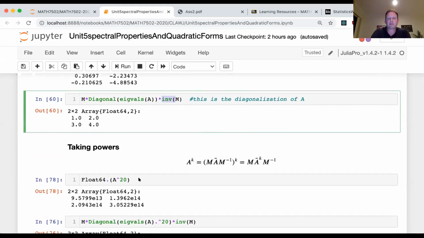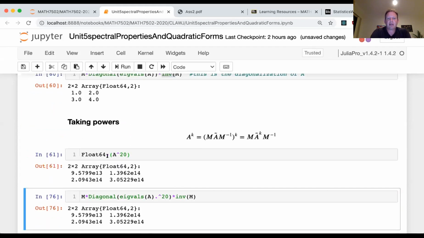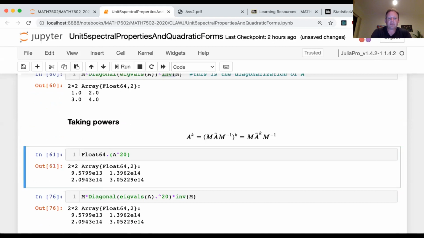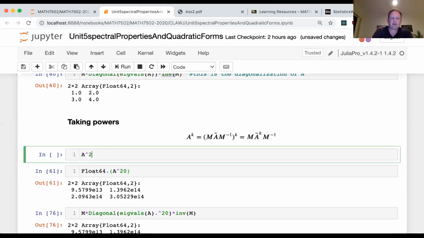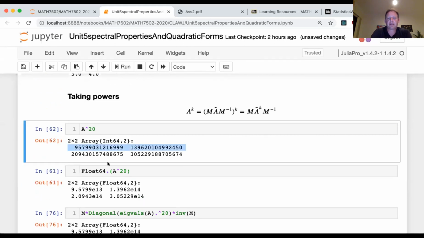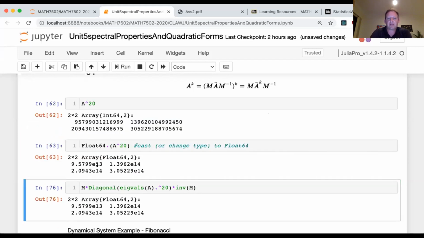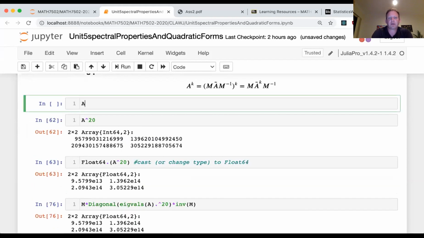So if we want to see it, let's take our matrix A to the power 20. The reason I did this float here is that A is just a matrix of integers, so you just get these very big numbers. So this casts, or changes the type, to float 64. That's our A here, just the boring 1, 2, 3, 4 matrix.